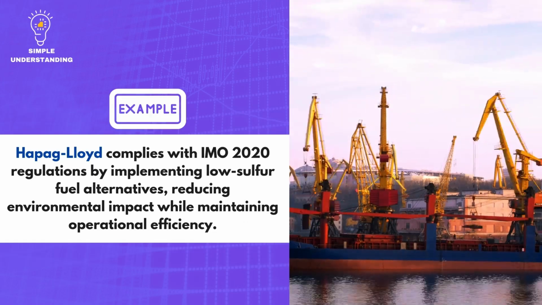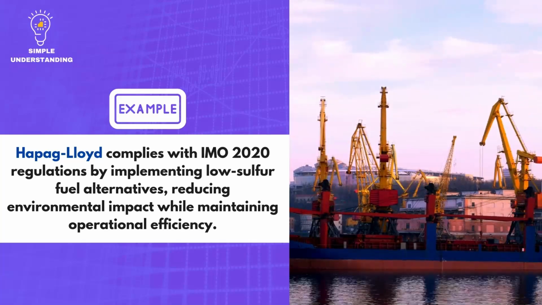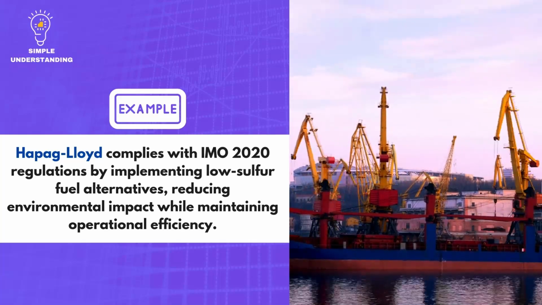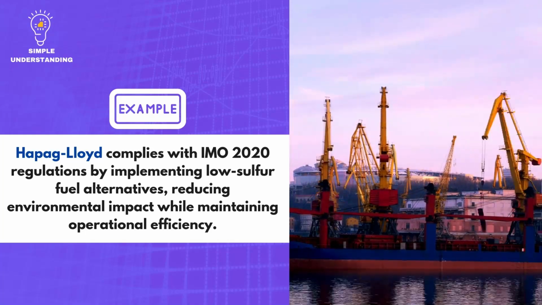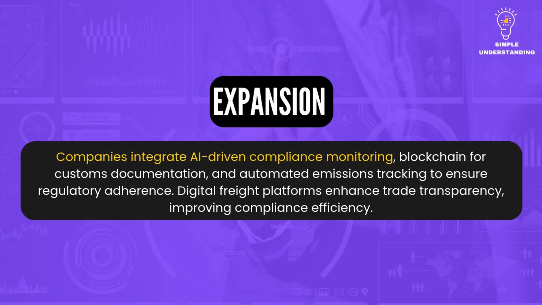Real company example: Hapag-Lloyd complies with IMO 2020 regulations by implementing low-sulfur fuel alternatives, reducing environmental impact while maintaining operational efficiency. Expansion: companies integrate AI-driven compliance monitoring, blockchain for customs documentation, and automated emissions tracking to ensure regulatory adherence. Digital freight platforms enhance trade transparency, improving compliance efficiency.